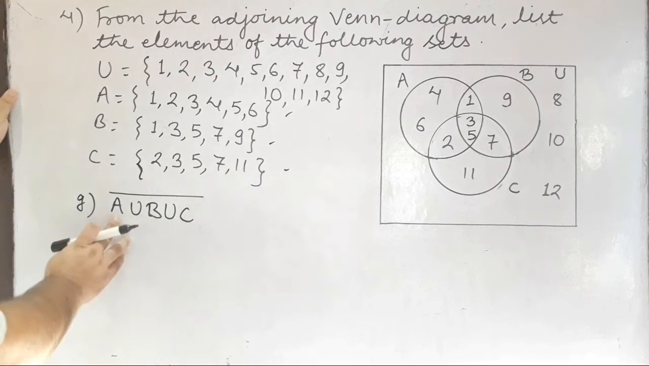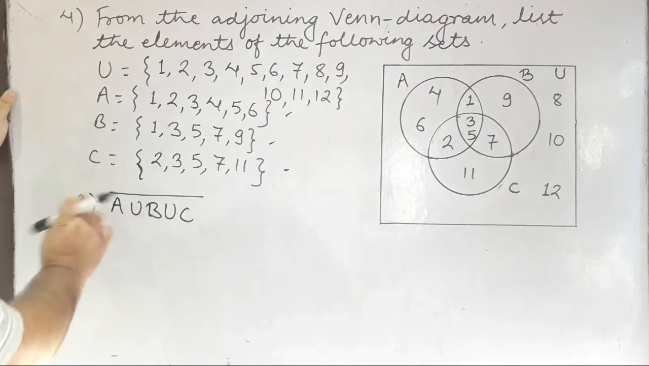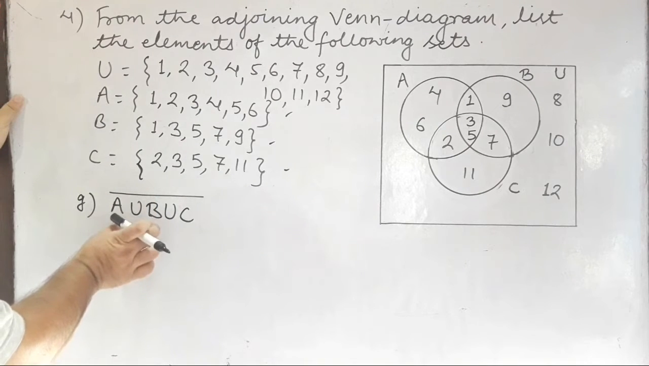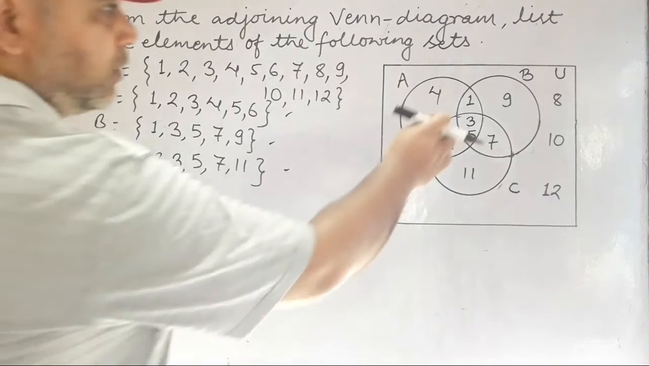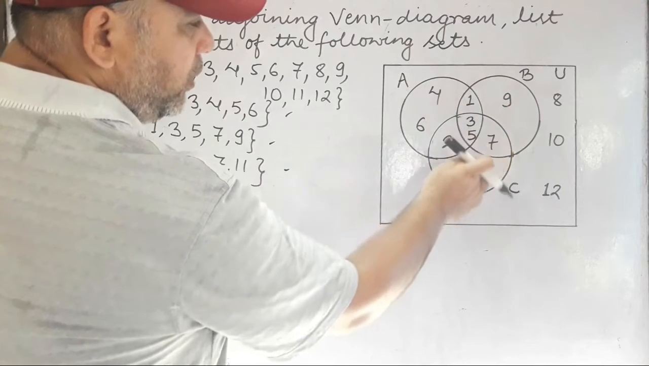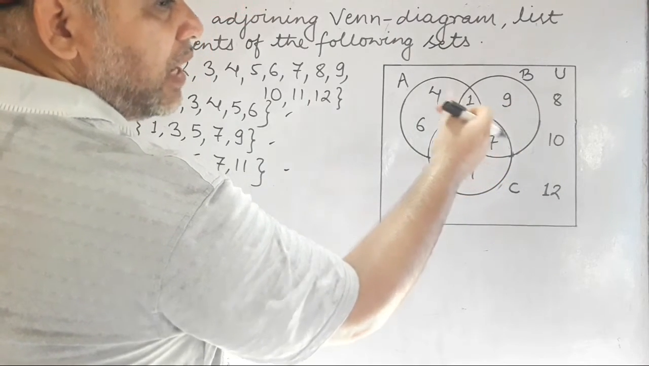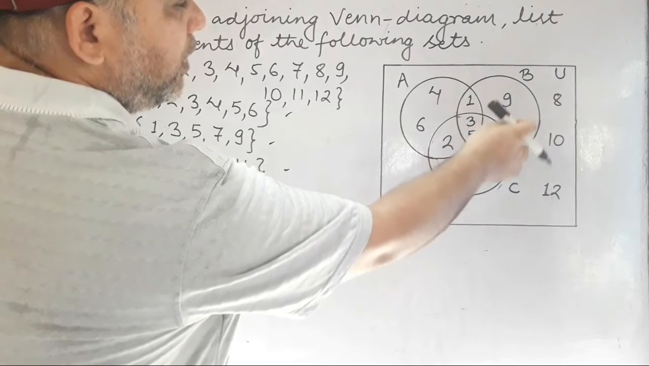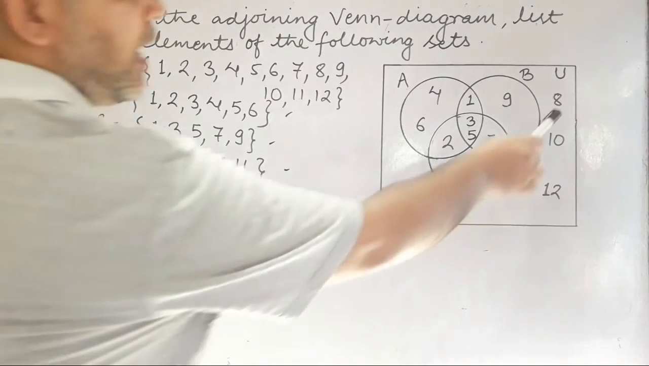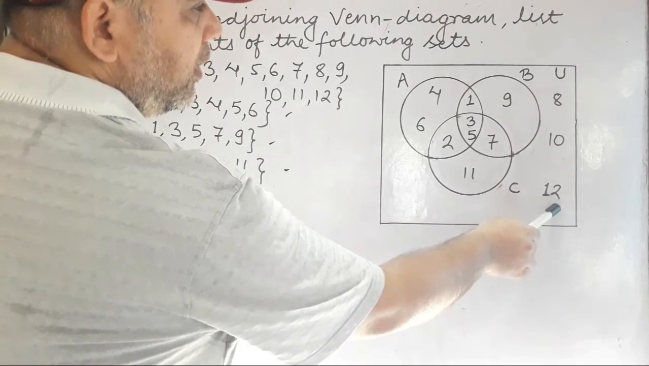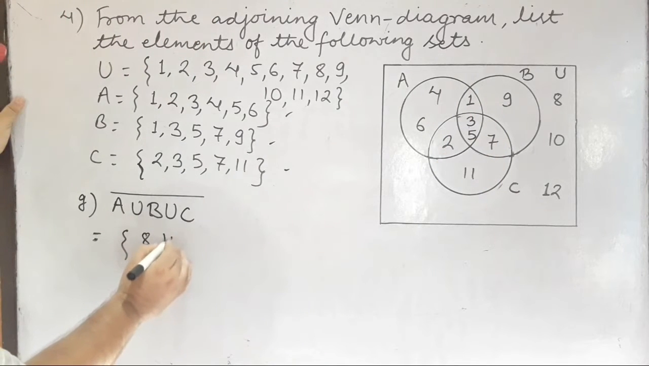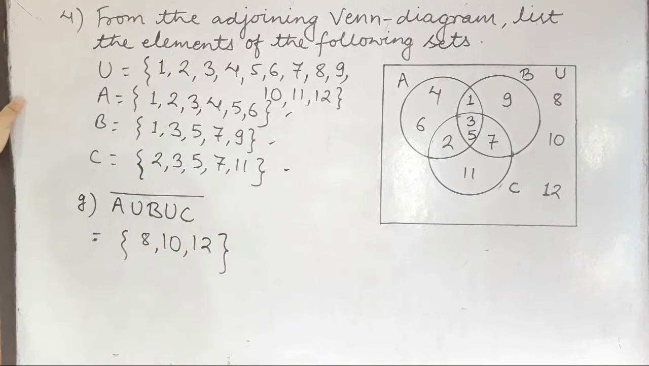The next, A union B union C complement. That is, we have to write down the elements which do not belong to A, B and C. That means we should not write the elements that belong to A union B union C. We have to write down the elements except A union B union C. So can you say what the elements are? The elements are 8, 10 and 12, which do not lie in A, B and C.